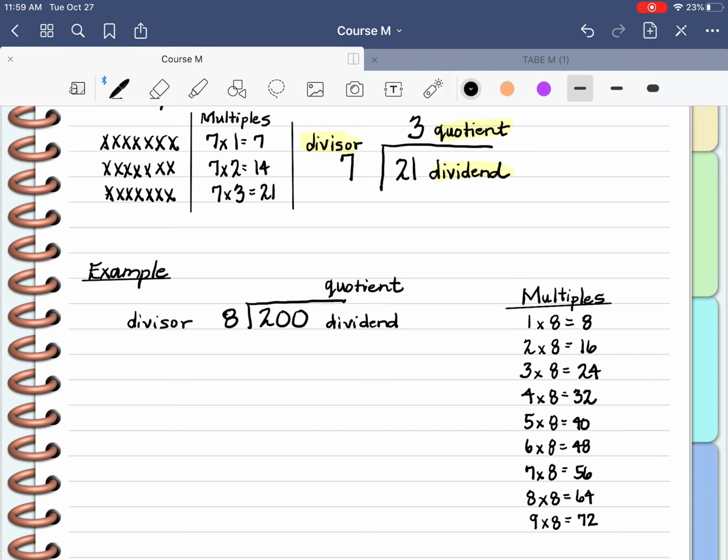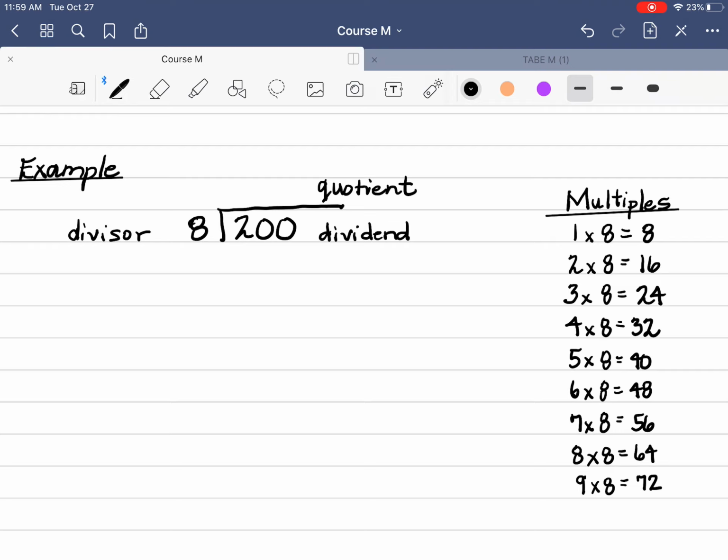Okay, so let's work this division problem. The first thing I want to try is 8 into 2, and that won't work because 2 is smaller than 8. 8 into 20. So I look over here at my multiples. I have to get close, but I can't go over 20. So it's going to be 2 times. 2 8s are 16. And I will subtract. We are breaking down with division, so we subtract. And that's 20 minus 16 is 4.